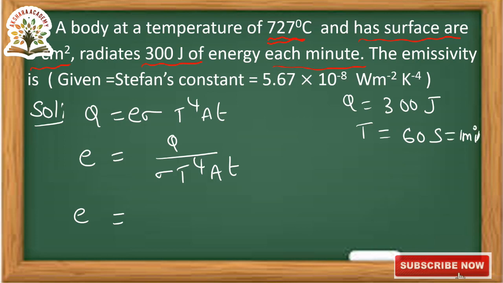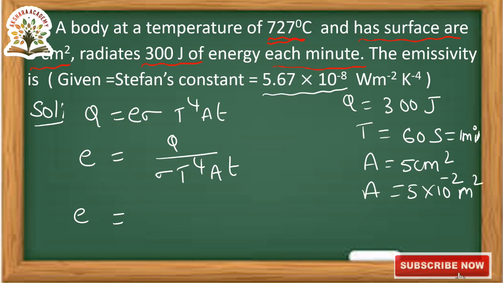And next they have given Stefan's constant and area 5 centimeter square. We are converting into meters. 5 centimeter square is equal to 5 into 10 to the power of minus 4 meter square. Okay, now we are substituting all the values in this.